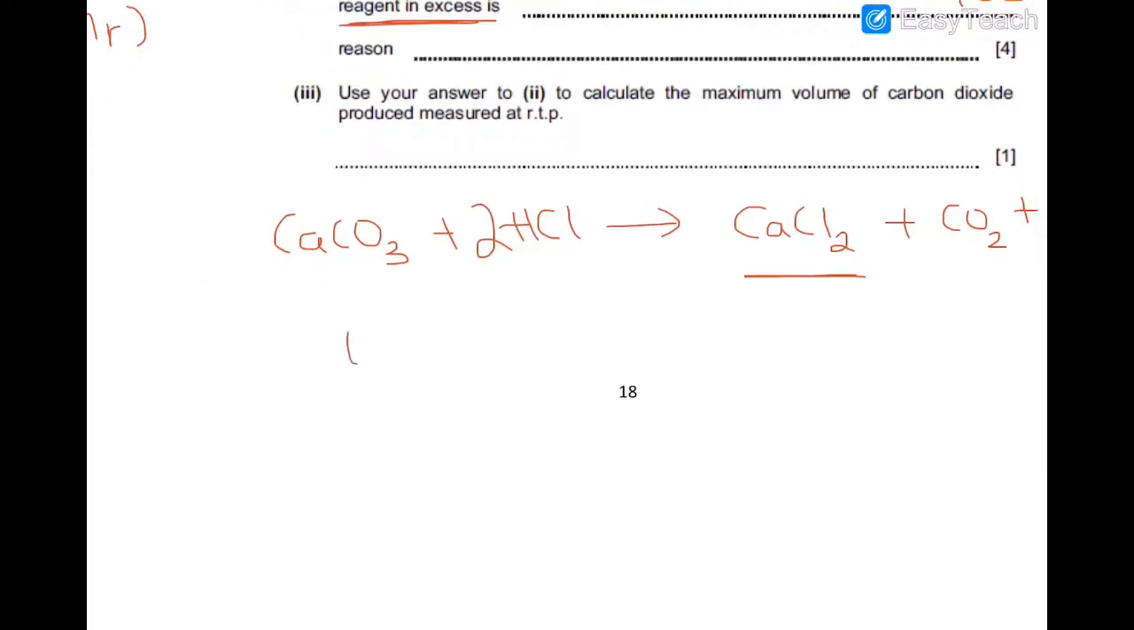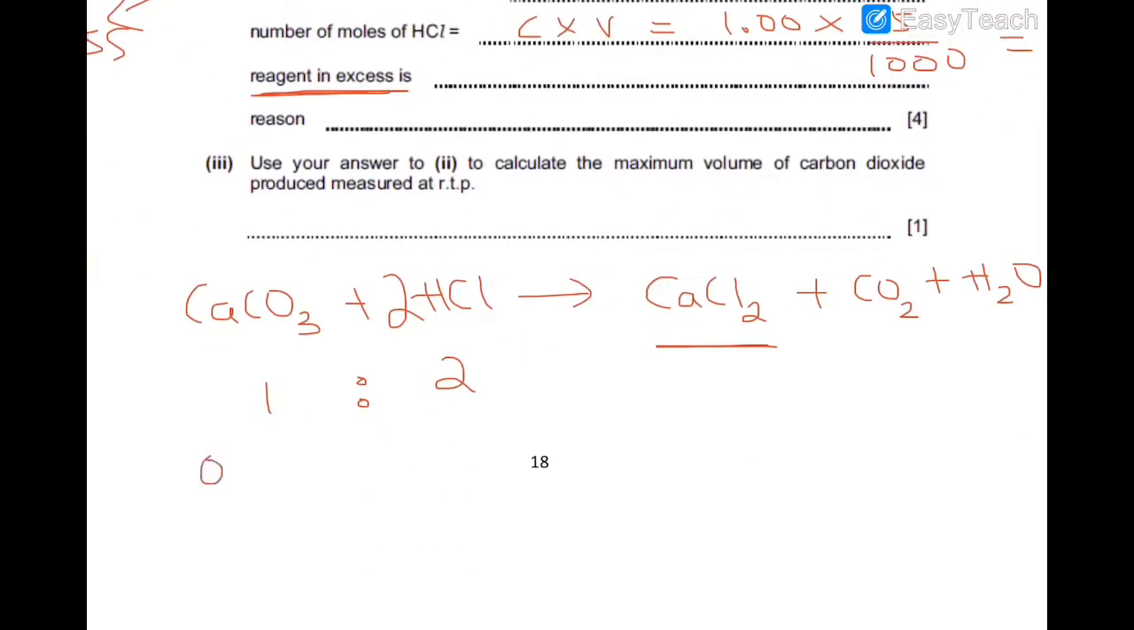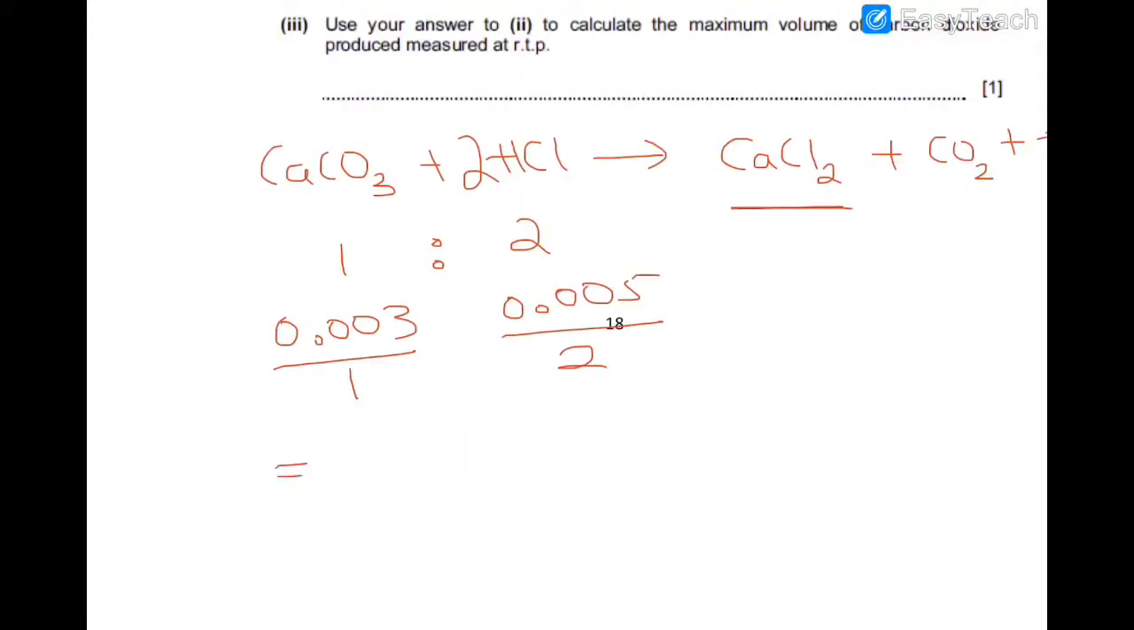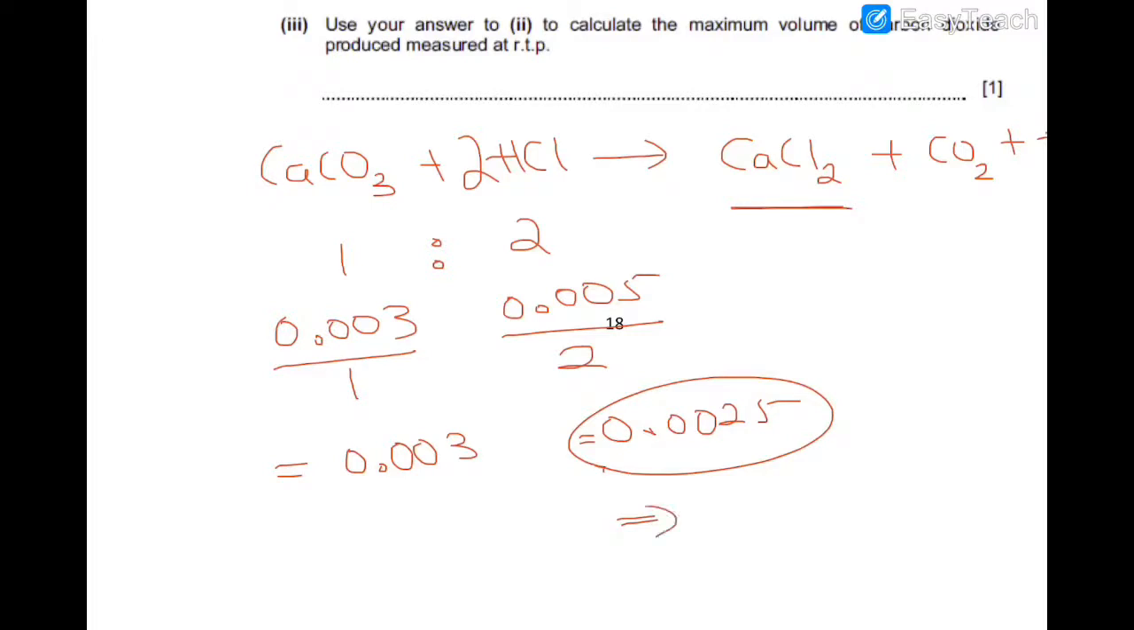So the mole ratio is 1:2. So let me write 1:2. For calcium carbonate, I have 0.03. And for HCl, I have 0.005. I divide by 2. So 0.03 and 0.0025. So you see that this one is smallest, which means that HCl is limiting.